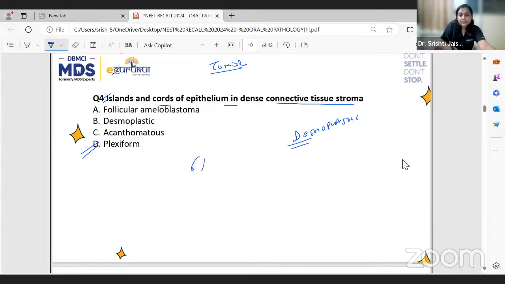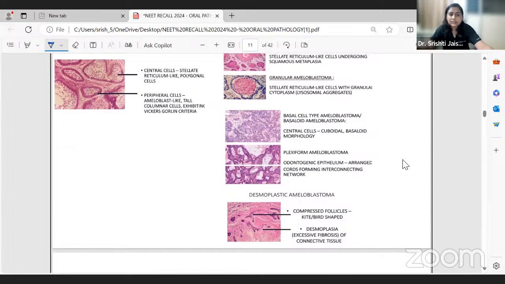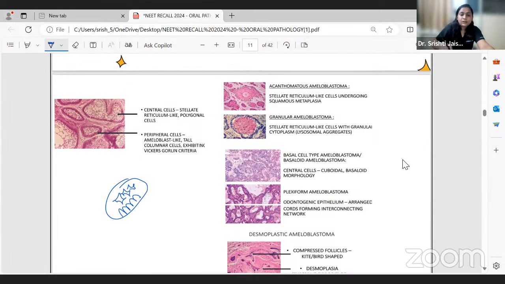So there are 6 histopathological features of ameloblastoma. Now we will discuss this. What is ameloblastoma? The basic structure of ameloblastoma remains the same. What is the basic structure? There are peripheral tall columnar cells, and in the center we have stellate reticulum-like cells. Now, whenever metaplasia occurs in these stellate reticulum-like cells, it will give rise to different forms of ameloblastoma like acanthomatous, granular, and basal cell ameloblastoma.